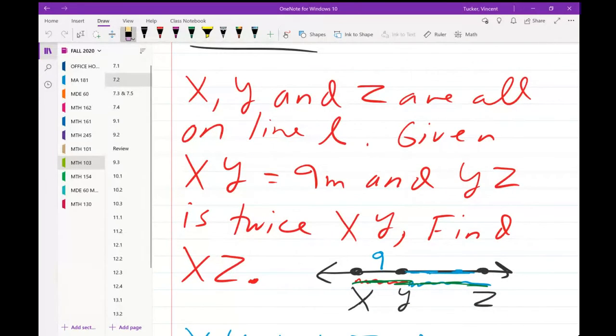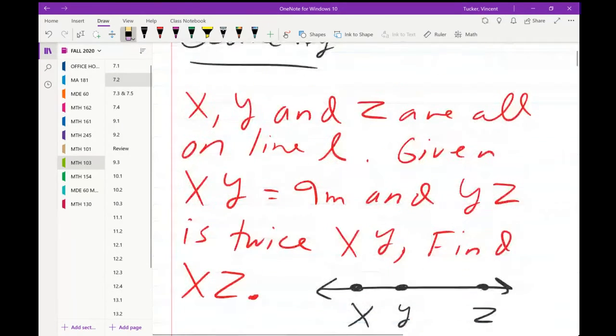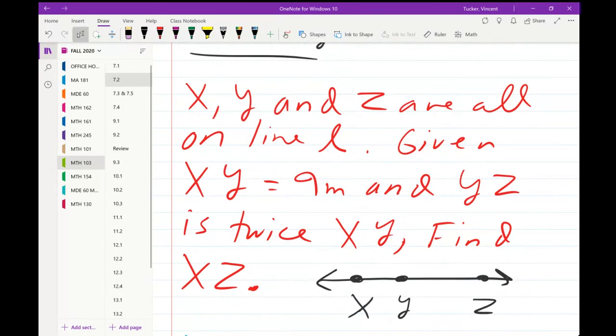All right, let me erase some of this. Good. So the first exercise that they give in this section says X, Y, and Z are all on line L. Given that XY is equal to 9 meters and YZ is twice XY, find XZ. So right there in the black is a little diagram of what they're saying.